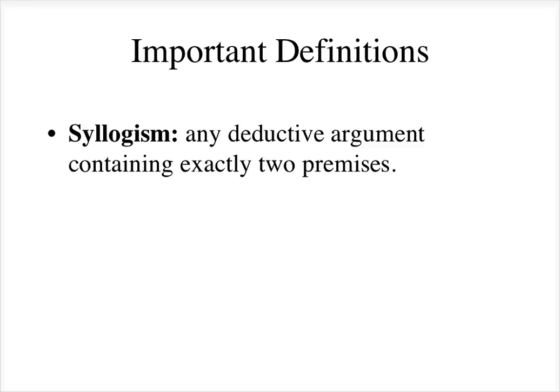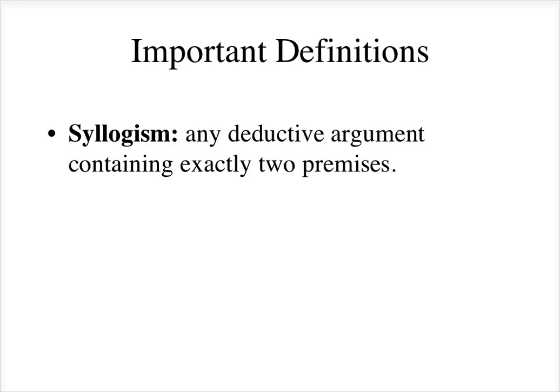In this lecture, we will go over some of the important definitions for this part of the course. A syllogism is any deductive argument containing exactly two premises. So we've already seen some examples of this in this course.